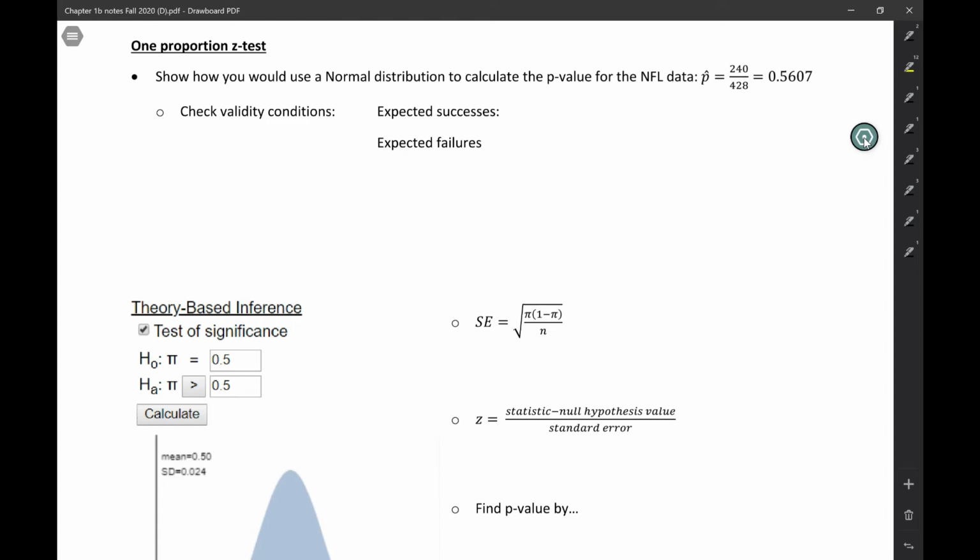Back to the NFL example from earlier, but this time we're going to use a normal approximation instead of a simulation. So notice that when you do a theory-based test for one proportion, the name for that test is a one proportion z-test. Okay, so the first thing that we need to do if we ever want to do a normal approximation is that we have to check our validity conditions.